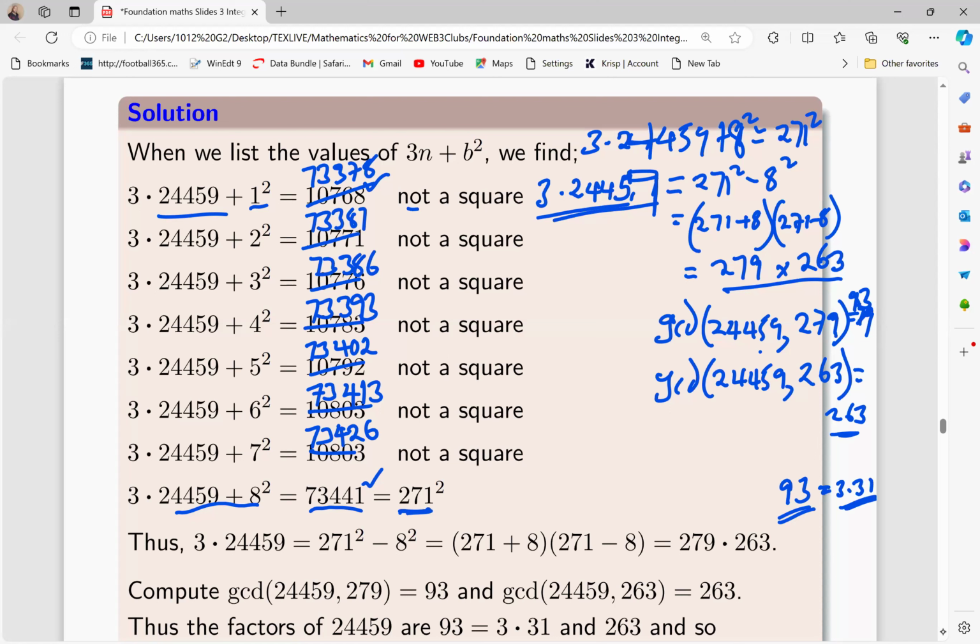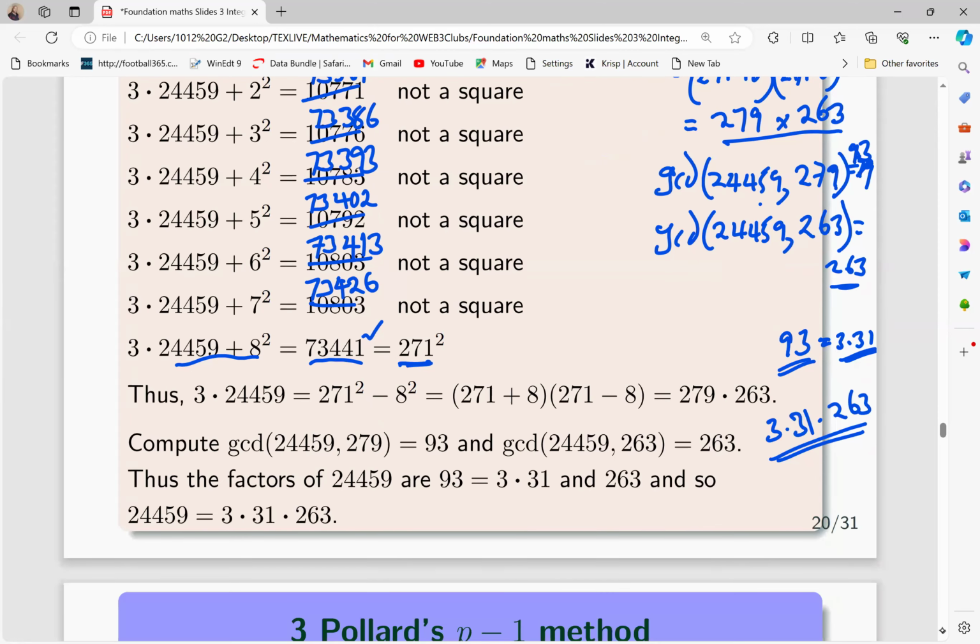That means the complete factorization of the number, therefore, is 3 times 31 times 263. That is the complete factorization of this number. So that is what I've written here. And so that is how I want to look at that. That is how to do that.